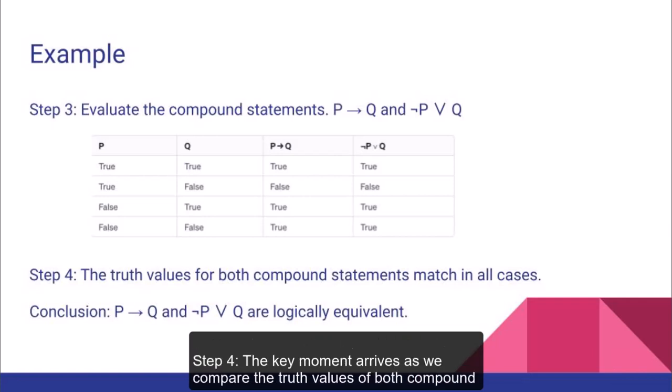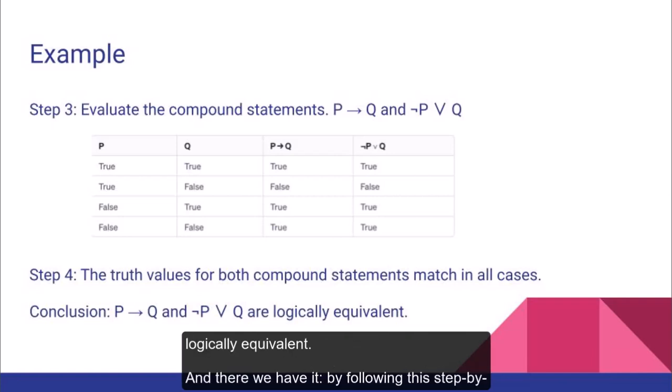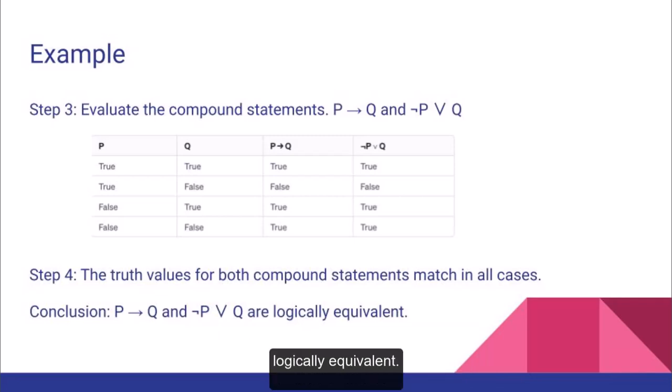Step 4. The key moment arrives as we compare the truth values of both compound statements. Since they match in all possible scenarios, both are true, false, true, true, we can conclude that the statements are logically equivalent. And there we have it. By following this step-by-step process using truth tables, we've successfully determined that the compound statements "if P, then Q" and "not P or Q" are logically equivalent.